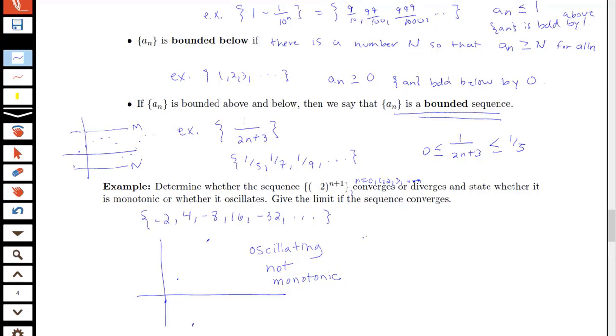This one is also not bounded. It's actually not bounded above or below in this particular case, since I have some terms that are going off to -infinity and some terms that are going off to infinity. It also turns out that this particular sequence diverges. We see it's oscillating back and forth. It's not going to one finite number, so that's an example of a divergent sequence.